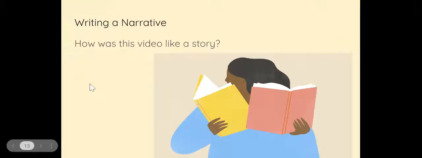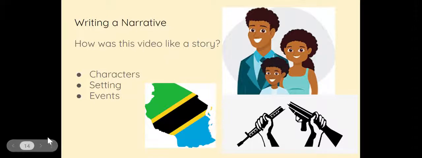So I want you to think about how this video was like a story. Let's take a look at some elements of a story. We need characters, we need a setting, and we need events. Characters are the little girl and her family. The setting is Tanzania. That is where they fled to. What were they fleeing from? An event, the war.